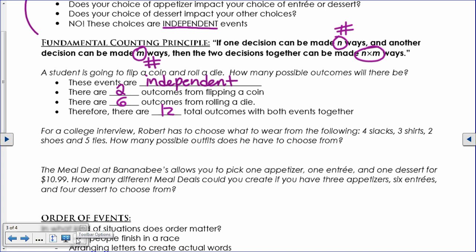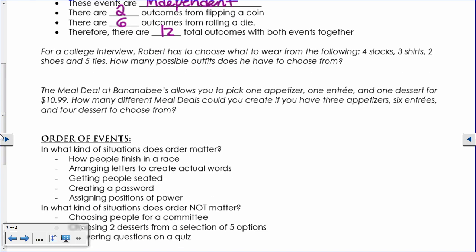Okay? Here's another example. For a college interview, Robert has to choose what to wear from the following options. He has 4 slacks, 3 shirts, 2 pairs of shoes, and 5 ties. How many possible outfits does he have to choose from? What color are the shirts? Regardless of fashion sense. How many different combinations could he have with his articles of clothing? How did you get that? 4 times 3 times 2 times 5. That's 120.